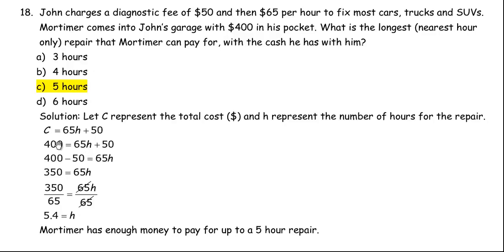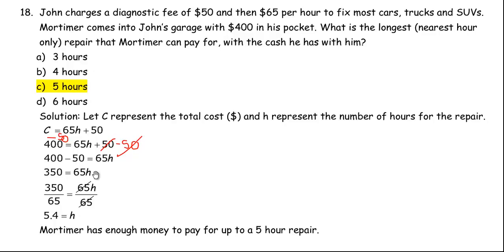So I'll bring the 50 over to the left, or some people say it like this instead: the 50 is added there, so we're going to subtract 50 from both sides. And of course, those add to 0. And so when I subtract 50 from the 400, there's my 400 minus 50 on the left, and 65H is all that's left on the right. Now 400 minus 50 is 350, and equals just 65H on the right side.